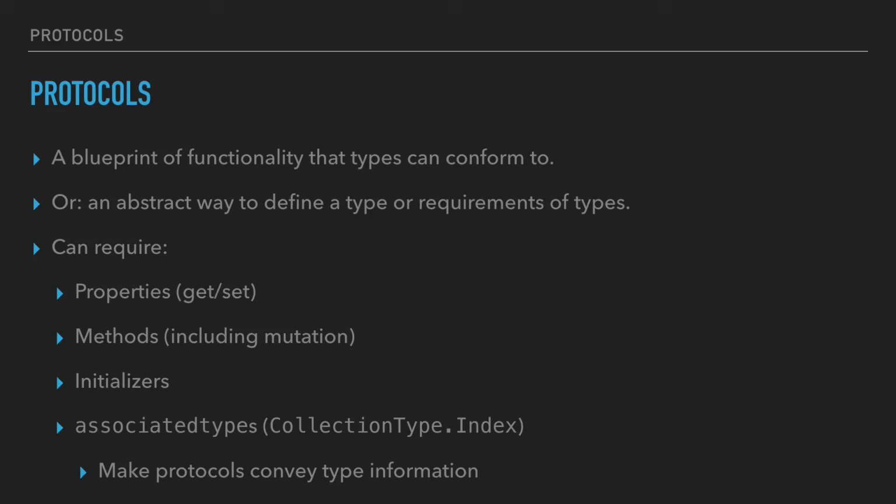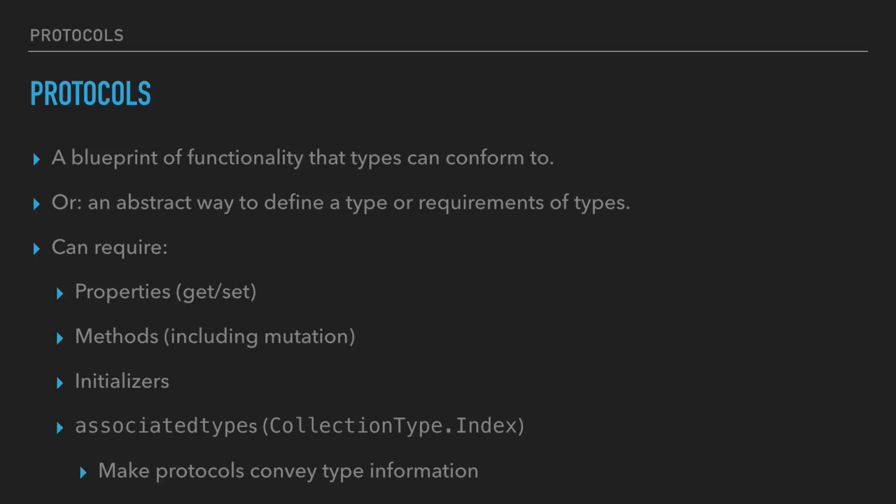The second part of this sort of architecture is the embracing of protocols. Protocols are something that we had in Objective-C as categories, or as just protocols, I mean. It's really a blueprint of functionality that types can conform to, or said another way, an abstract way to define a type or requirements of types. One way to think of protocols is as types that you don't really instantiate. Instead, they just define the constraints of other types. And so you would define something that, say, needs certain properties or certain methods or certain initializers.